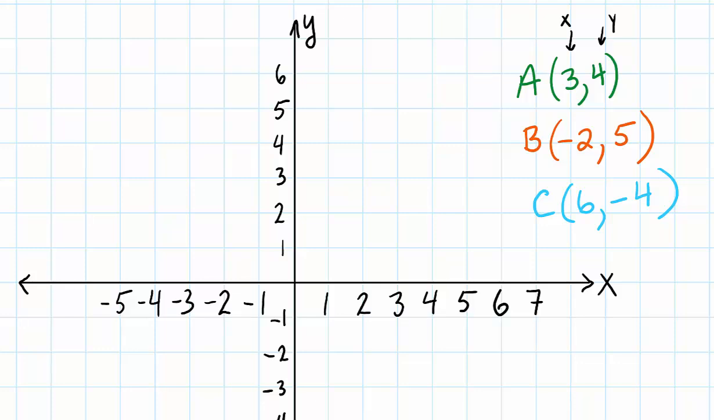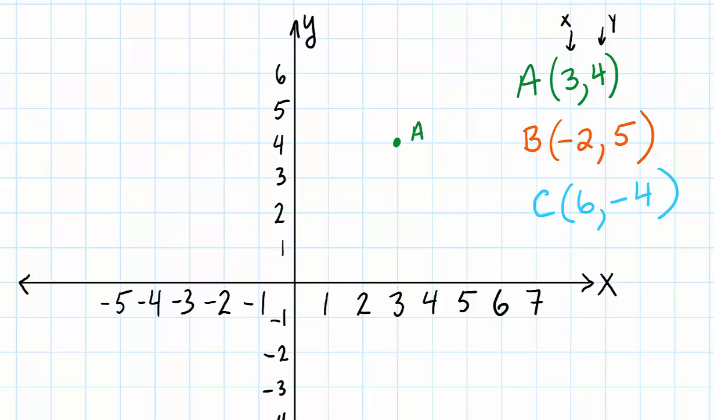So if I want to plot this first point, which is 3, 4, it wants the intersection between x equals 3. So if I were to draw in a vertical line through x equals 3, and then y equals 4 is a horizontal line through y equals 4, I can see that where those two intersect will be the point 3, 4. So this is point A right here.